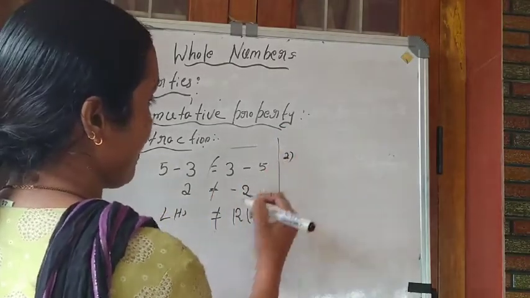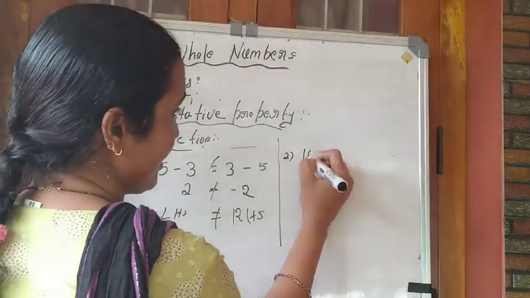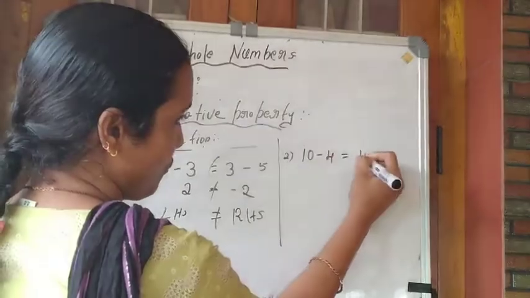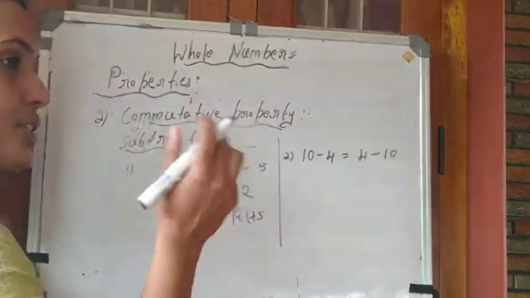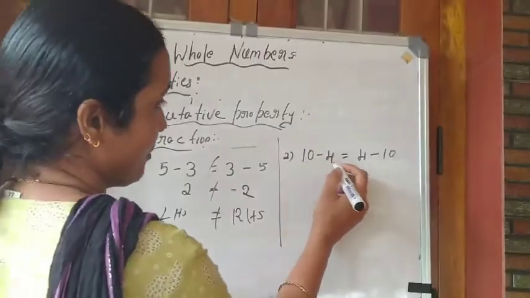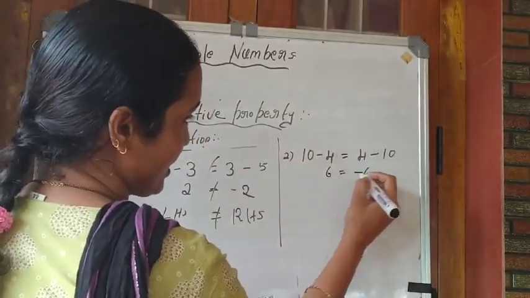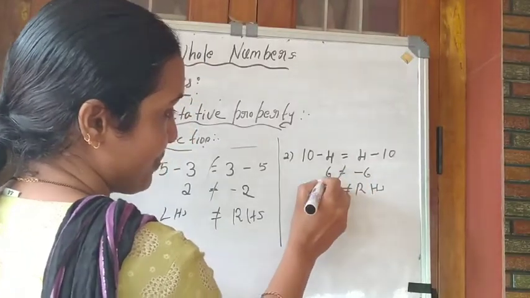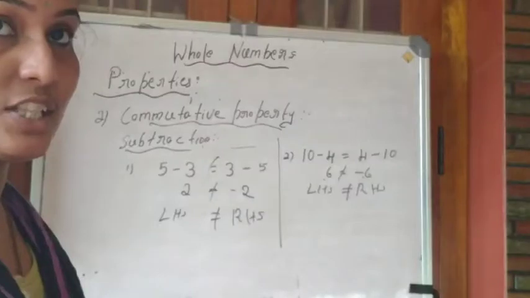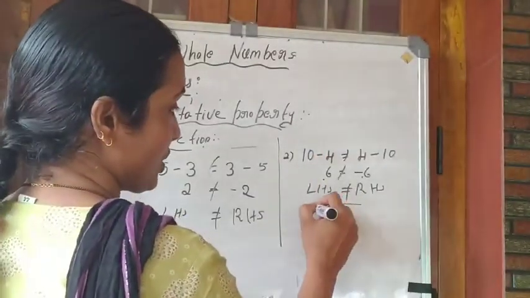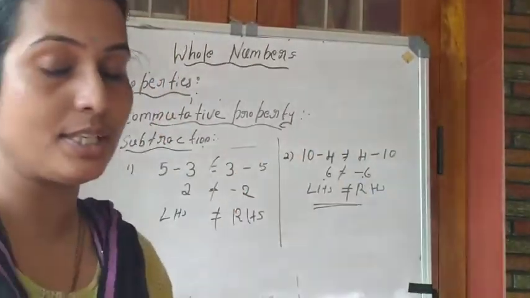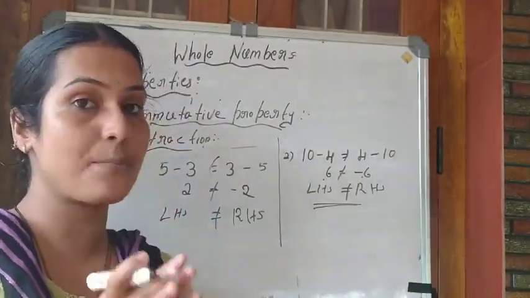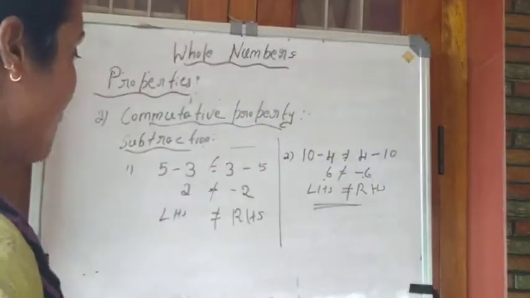I'll take one more example. 10 minus 4 is equal to 4 minus 10. I'll change the position. 10 minus 4 is 6. 4 minus 10 is minus 6. LHS is not equal to RHS because this is plus 6 and this is minus 6. Both are not equal. So the conclusion is commutative property is not satisfied for subtraction of whole numbers.